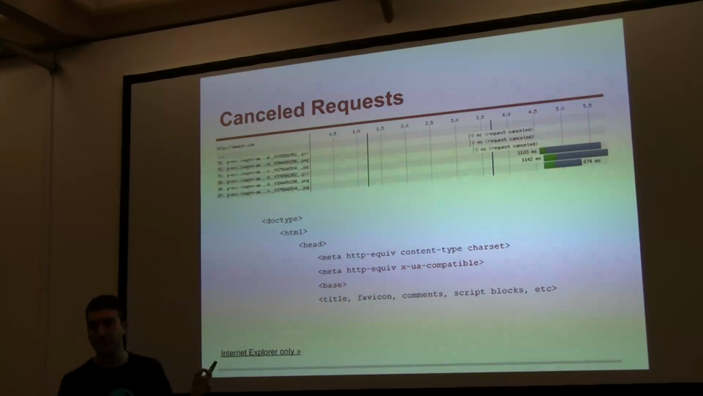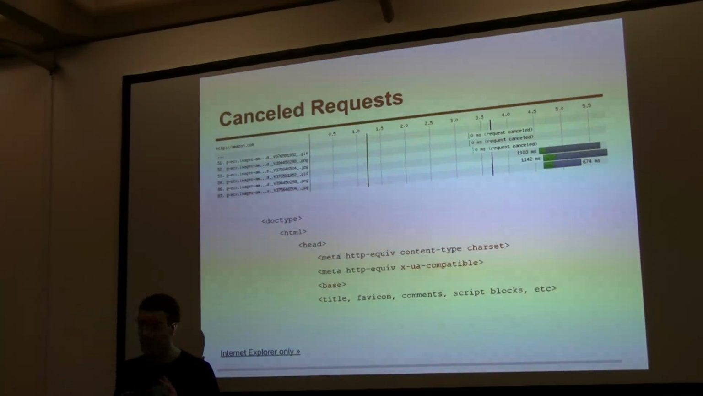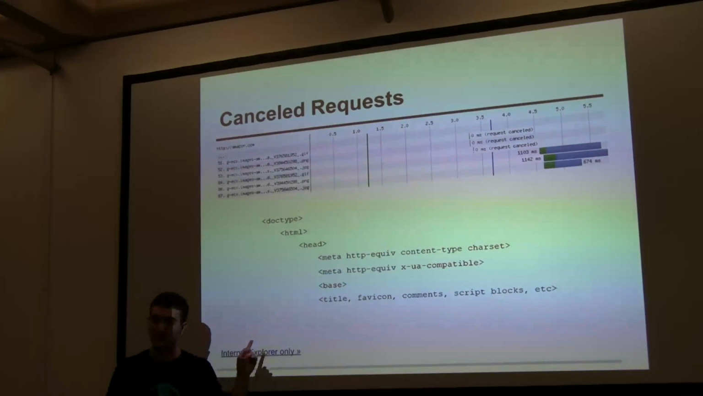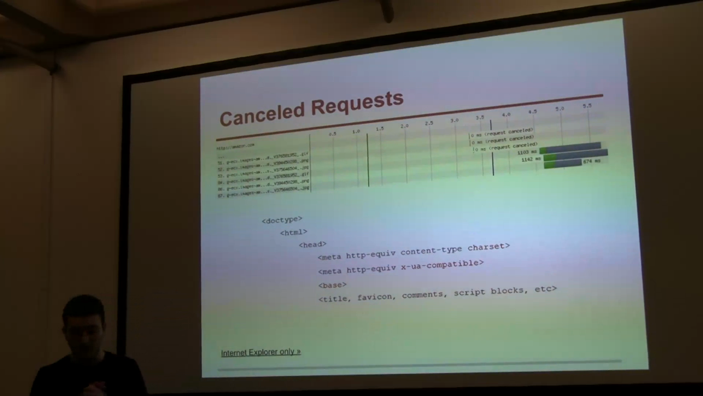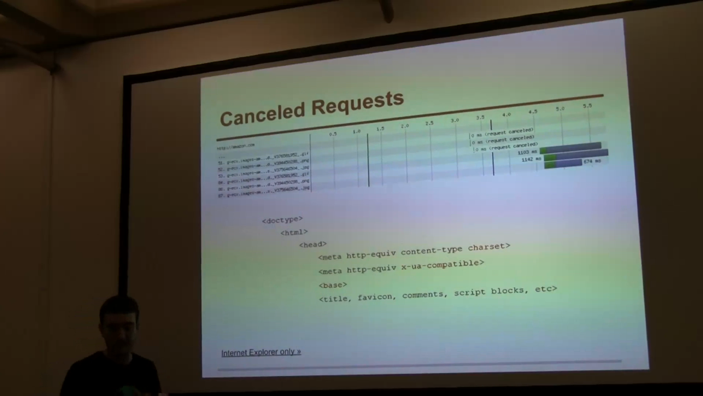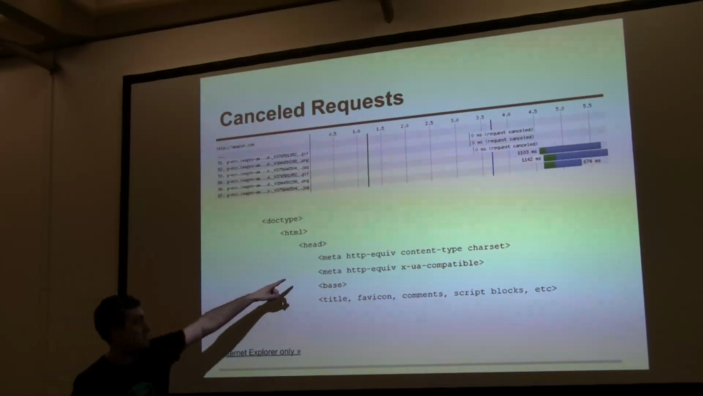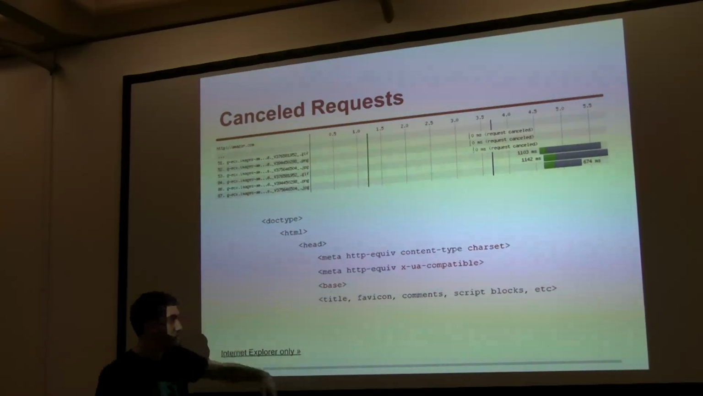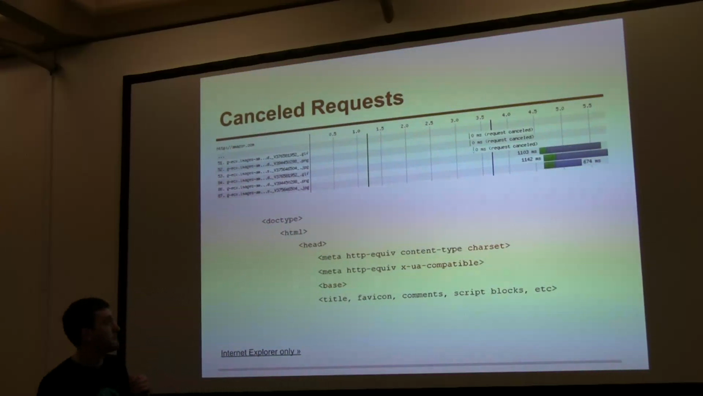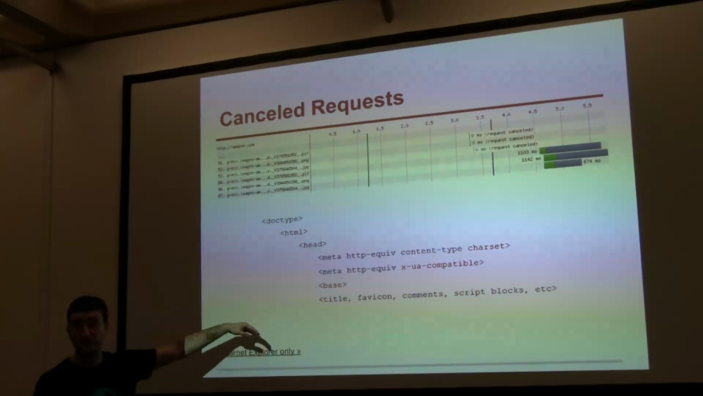Canceled request. This confused me for a very long time. I'm assuming some of you have seen this and just said, I don't know, and moved on. So, a canceled request has to do with the speculative loader, or the look-ahead pre-parser, in Internet Explorer only. What you see is the recommended order: meta tag, base tag, everything else. Microsoft suggests that if you're going to use these things, put them in this order.